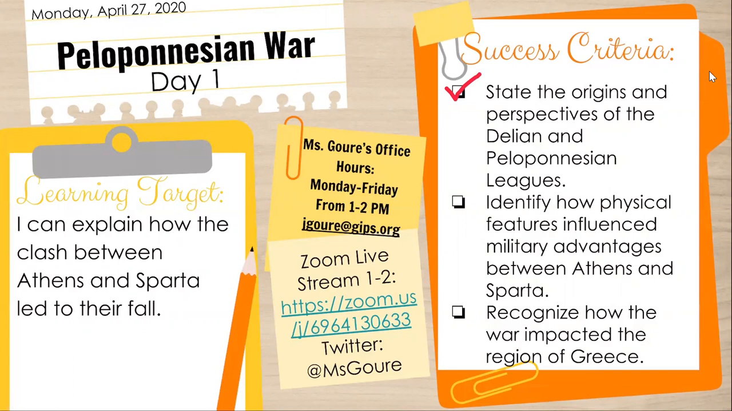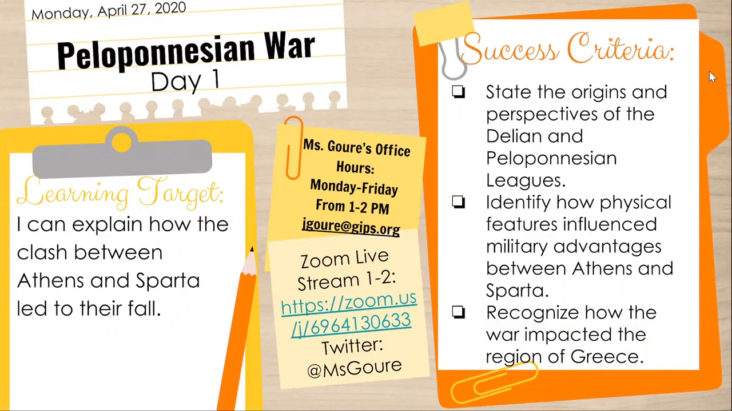But we're going to identify how physical features influence the military advantages between Athens and Sparta, and this one we are going to do while we do a review. So we're going to combine these two, and then we recognize how the war impacted the regions of Greece, all right?